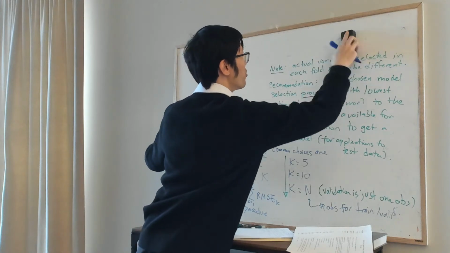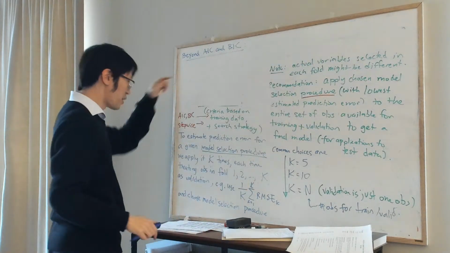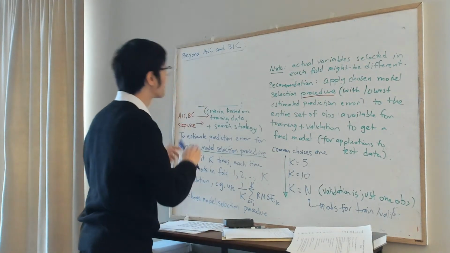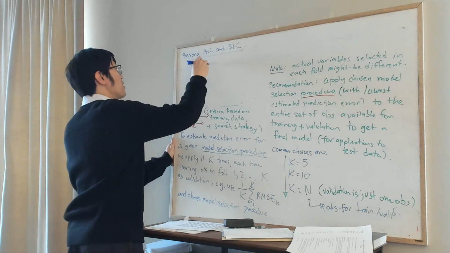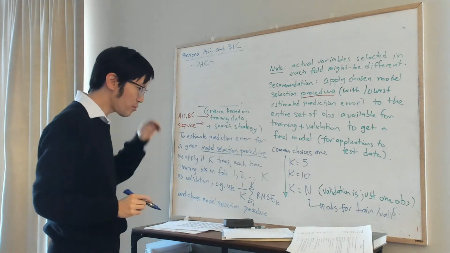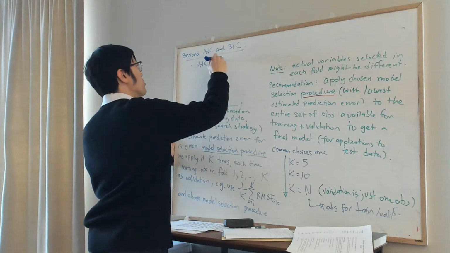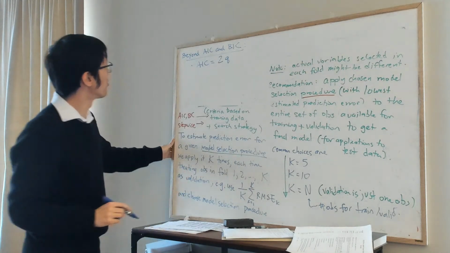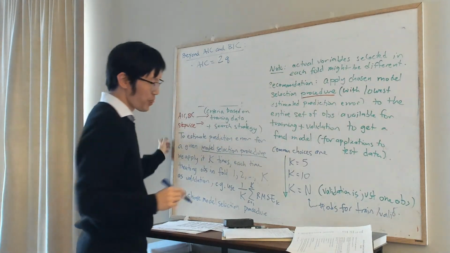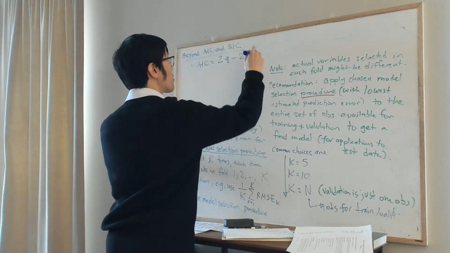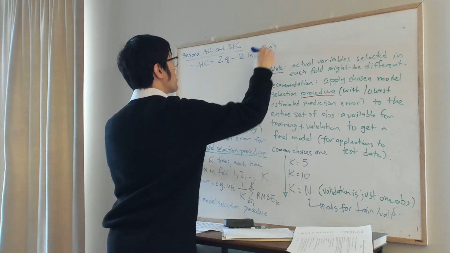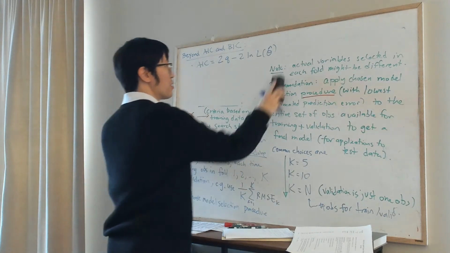All right, so here we go, beyond ideas. All right, so AIC and BIC, if we recall, look like this. AIC is 2 times Q, remember Q is the number of model parameters, and then we do minus 2 ln of the likelihood at the parameter estimates. Okay, just to remind you of that.